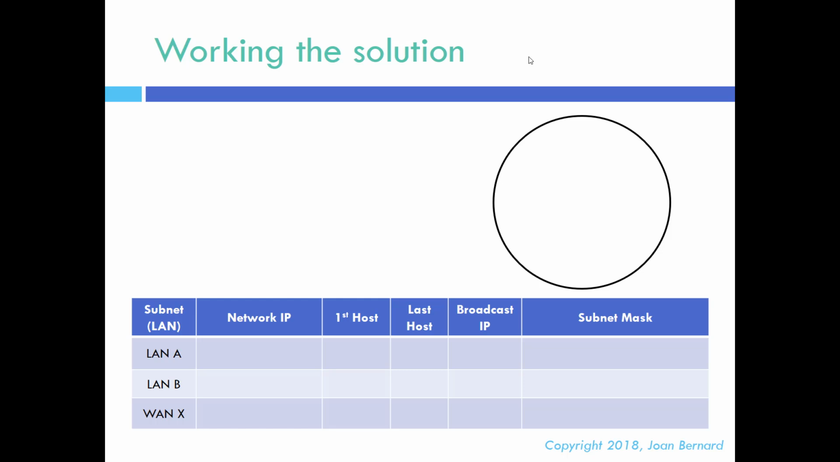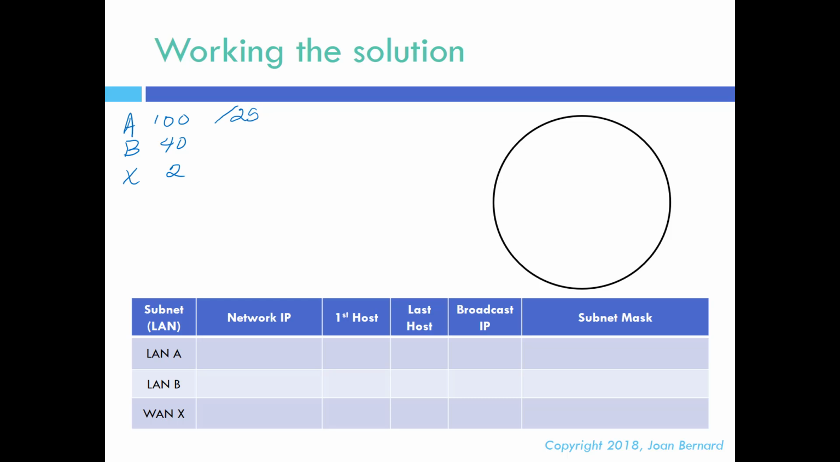So first of all, what I think of is going through my list. I go from LAN A, LAN B, and my LAN X, and I recall that A needed 100 hosts, B needed 40 hosts, X needed 2. All right, so I look at my cheat sheet and I look at 100 IP addresses and I determine that the best network for that is going to be a /25.